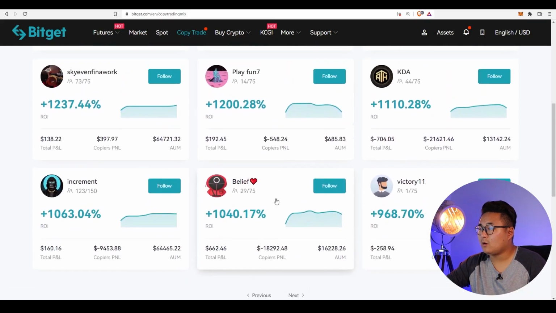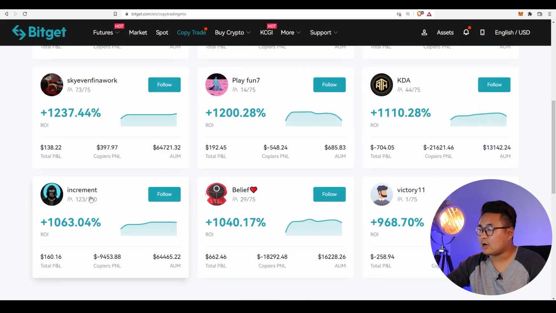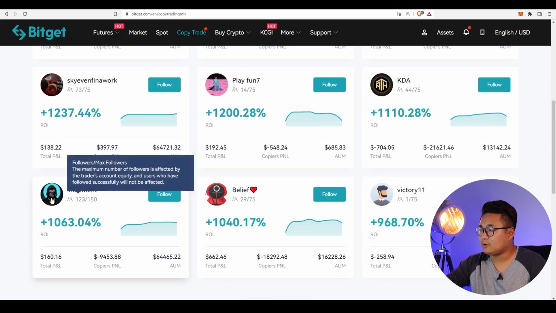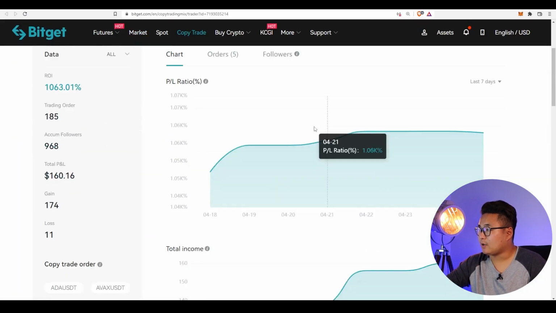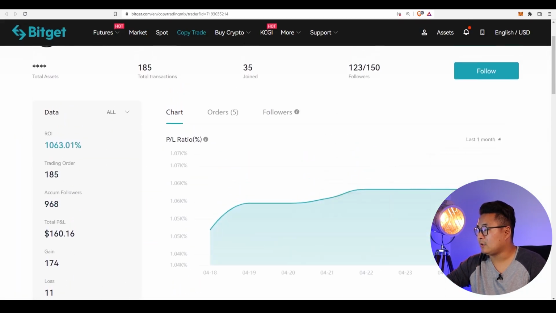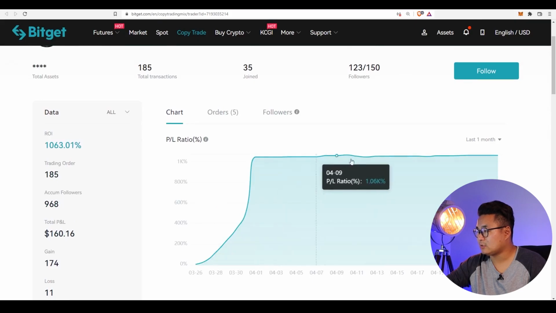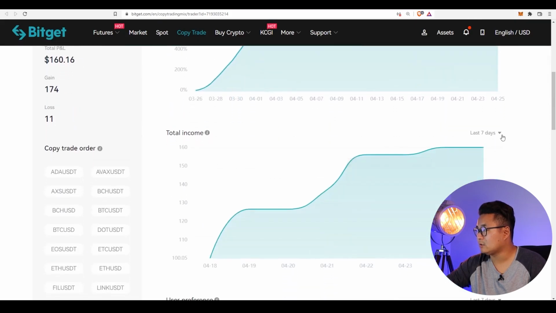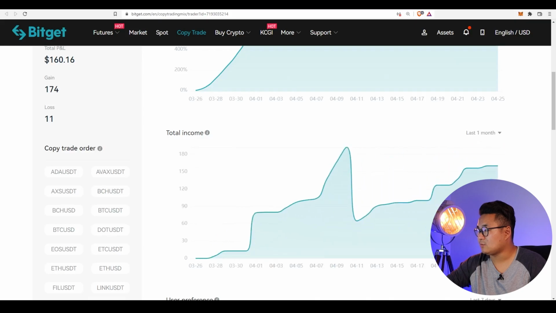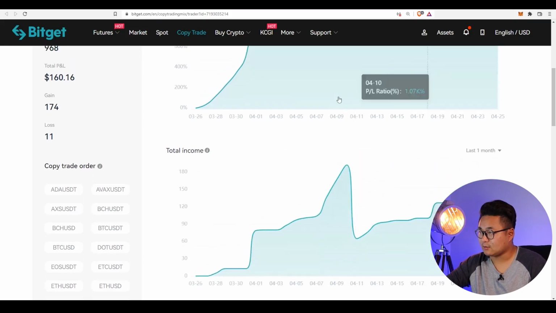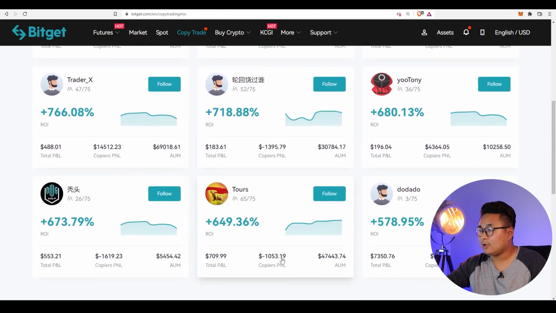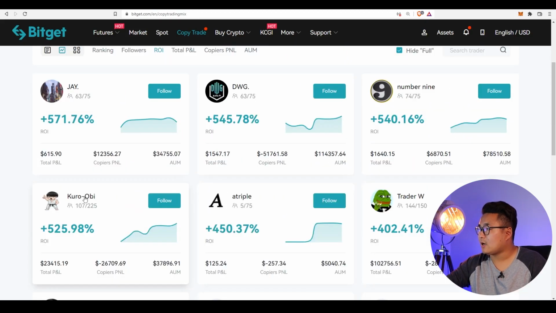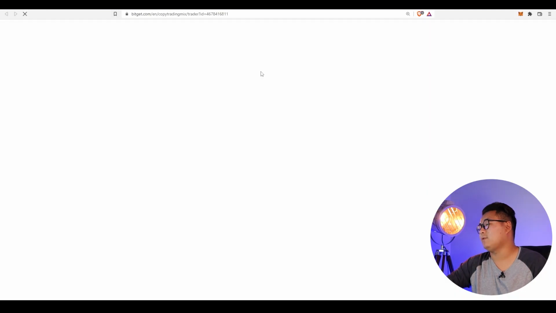Let's have a look at high ROIs with something like a high max follower count. So we're gonna open that baby up. This guy has 123 out of 150 followers that's filled up in the last 1 month. Okay, so it stays stagnant in the last few weeks. Total income in the last 1 month has been, okay, upsy downsy, with a super low size account as well. Let's have a look at some of the higher sizes. This guy has maximum 225 followers.